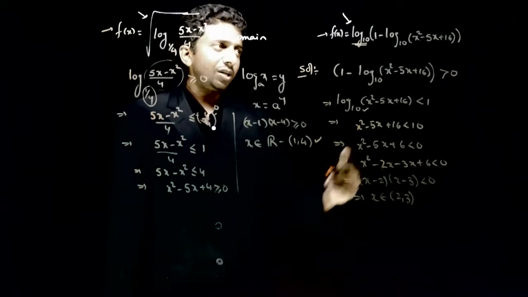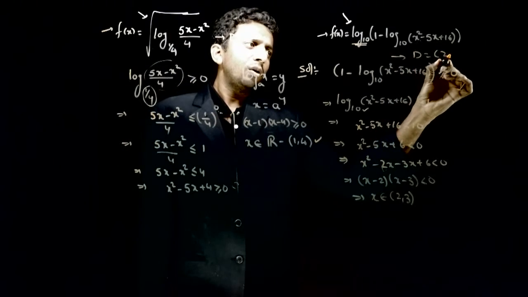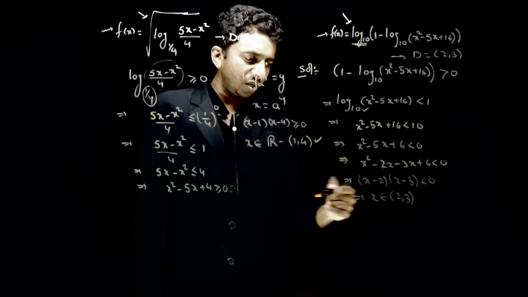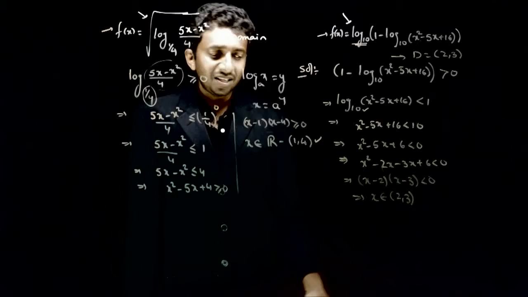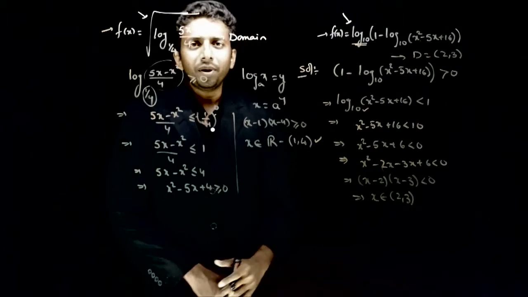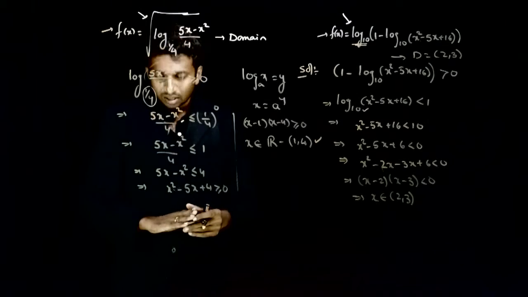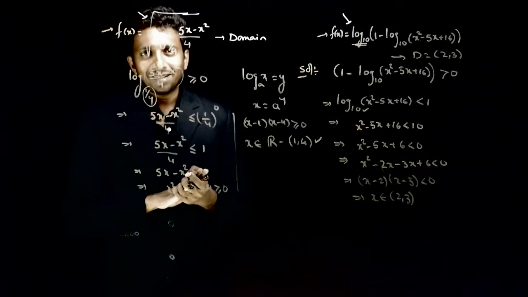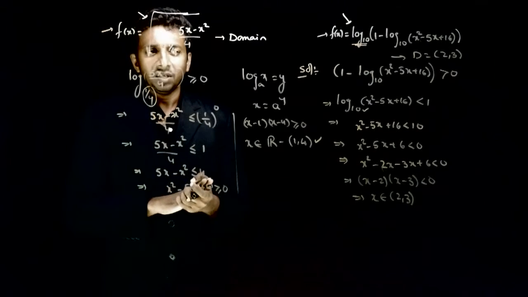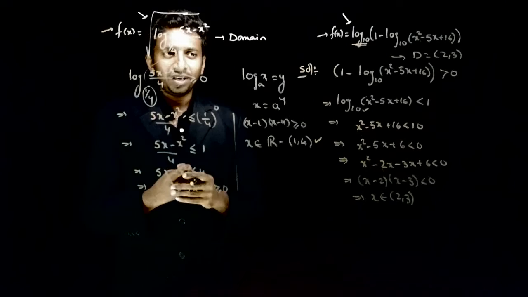ठीक है. So the domain of this function is open 2 to 3 because it has to be less than 0. Less than or equal to नहीं है. So this has to be less than 0. So the domain is open 2 to 3. So I hope you understand these two questions. ये logarithmic questions है बहुत important है because exams में बहुत बार आते हैं आपको. ठीक है. Log का property of domain and range has to be very nicely remembered.